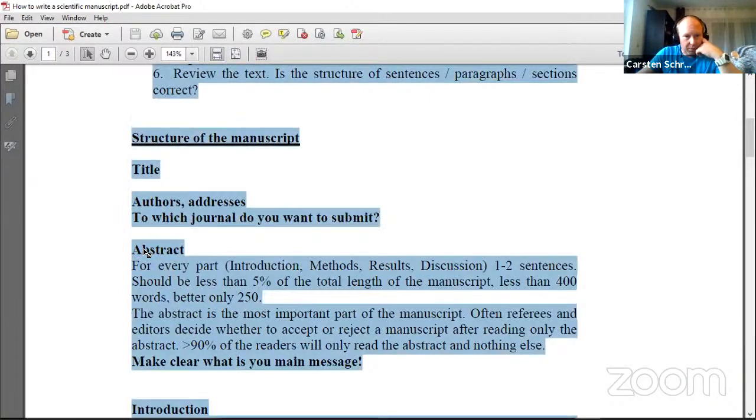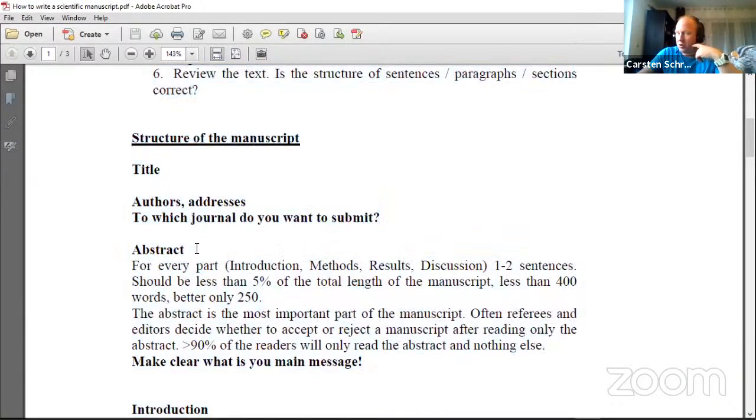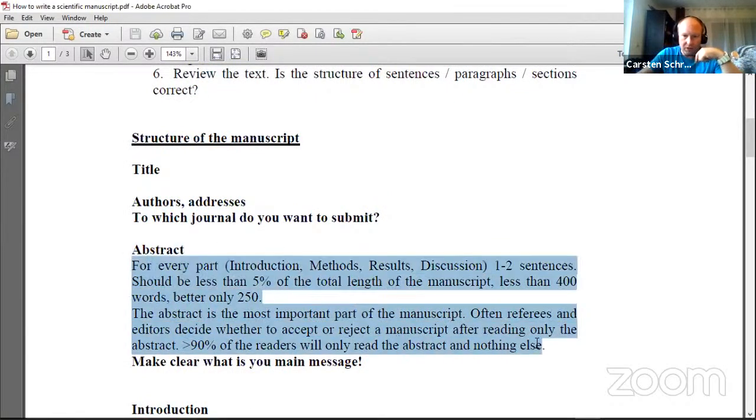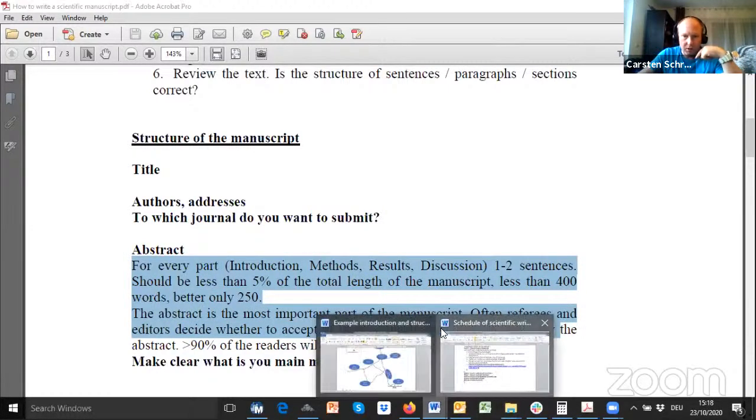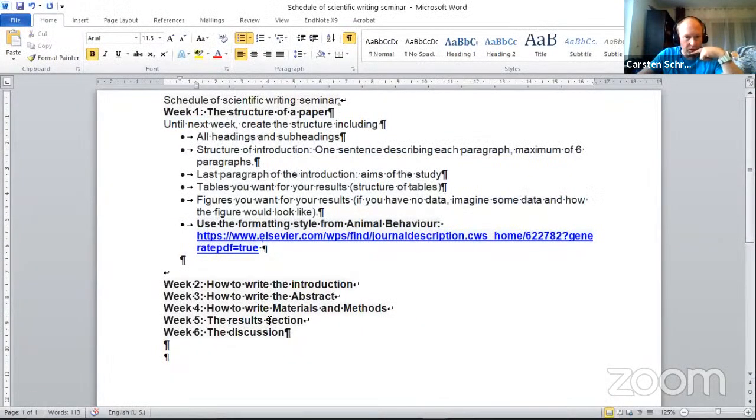Then you have the title of the abstract. So in your structure, you should already write down abstract, even though you won't have the text yet. We will talk about the abstract in detail in week 3.